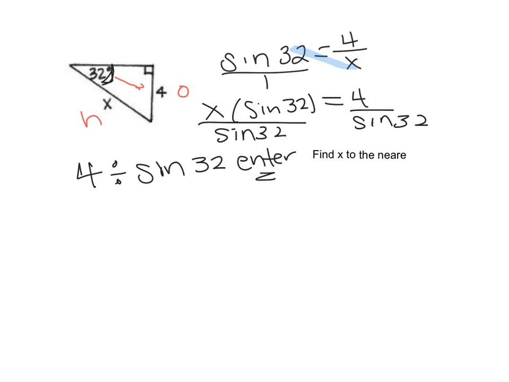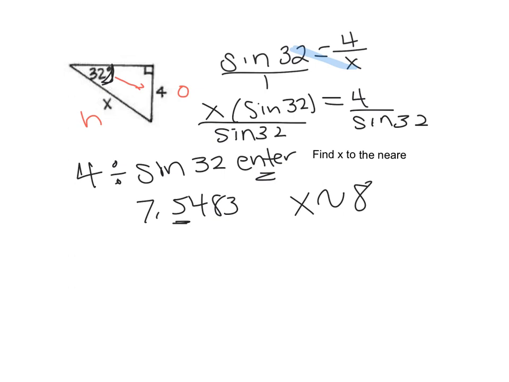So let's see what that gives me. I got 4 divided by sine of 32, enter. Again, a big long decimal. If you don't get a big long decimal, you're probably doing something wrong. So that gives me 7.5483 and a bunch of other stuff. I don't care about that. I want the nearest integer, so I'm going to look at the space after the decimal, which is a 5, and that tells me to go up. So x is about 8. Okay, so that's what I would do.